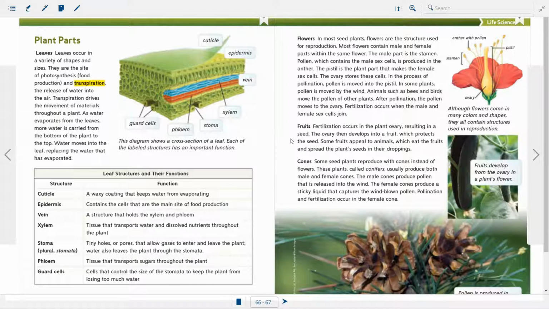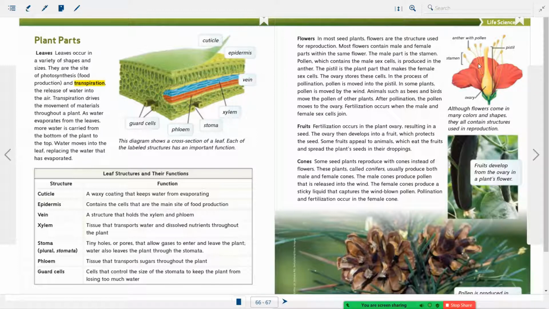Fertilization occurs when the male and female cells join. Although flowers come in many colors and shapes, they all contain the structures that are used in reproduction. So this long section is the pistil. The bottom part over here is the ovary.